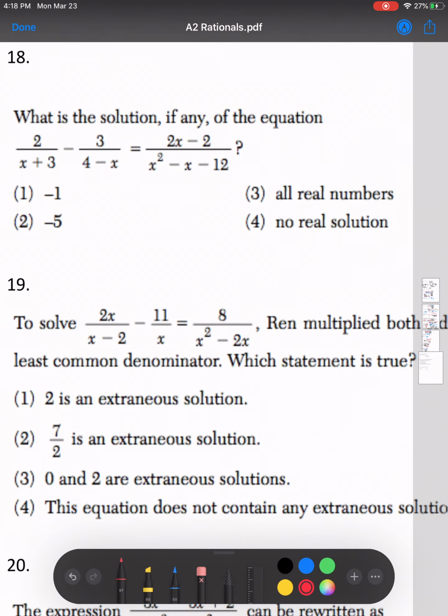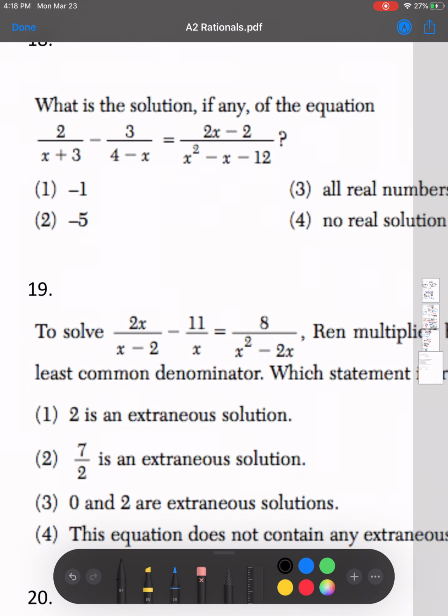Okay, 18. Again, we have another equation. So I hate subtraction, so do you. Distribute that up to the 3. Try to factor all your denominators. X plus 3 can't be factored. 4 minus x, it can't be factored, but that's backwards. We're used to seeing it as x minus 4.